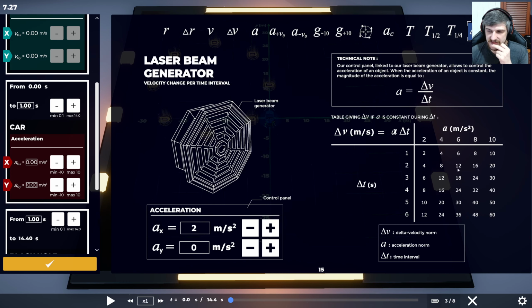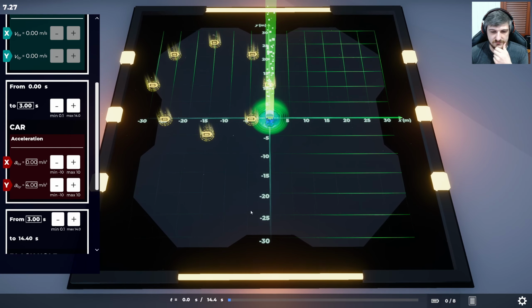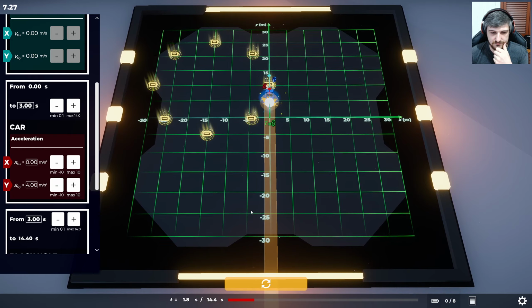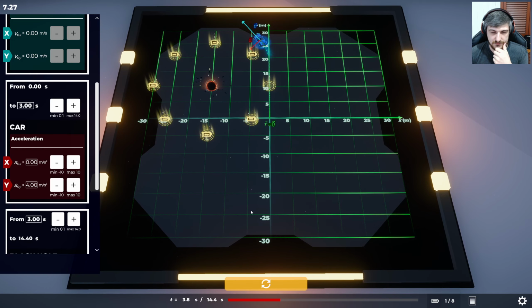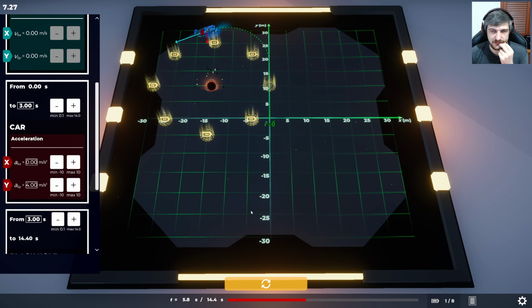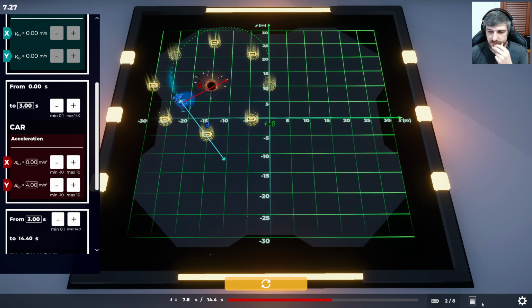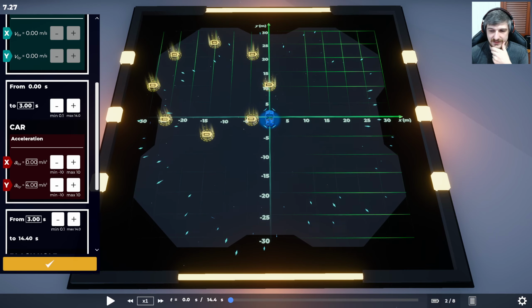So if we do, I don't know, yeah, let's just do 3 seconds of 4. And that says 4, 8, 12. And then in 3 seconds, we're way off. We started accelerating.